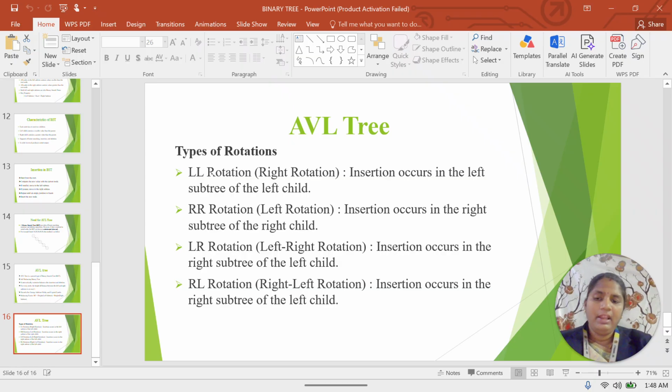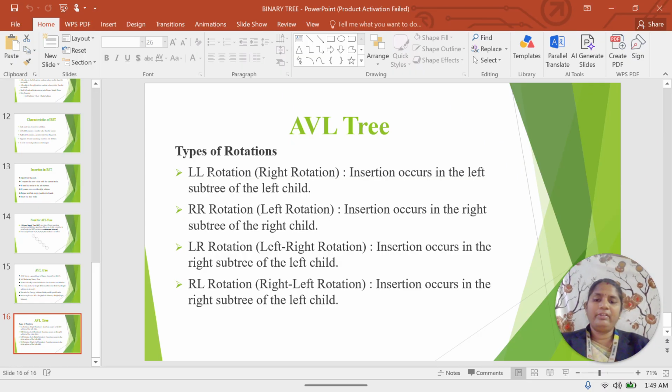LR rotation means in the tree we will mark it as LR. Insertion occurs in the right subtree of the left child. If you see an example, you will have a clear understanding of this AVL tree. The basic rotations are LL, RR, LR, and RL. In LL and RR, we perform only one rotation in the tree, but in the case of LR and RL, we perform two rotations.